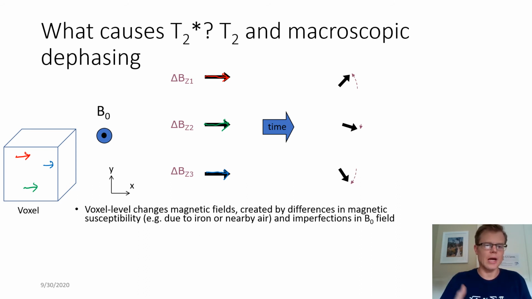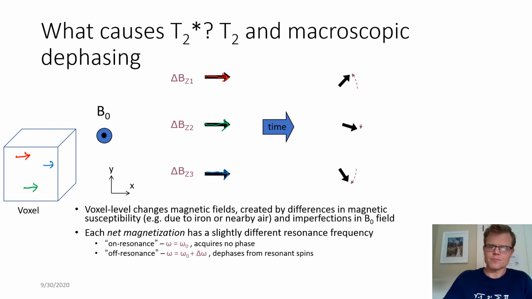The presence of iron, calcium, gadolinium, even air nearby will change the magnetic field. And also, we assume that our B0 field is homogeneous. We'd like it to be perfect across our entire subject, but in reality it's not quite perfect, so there are some imperfections. We can wrap those into T2* here.